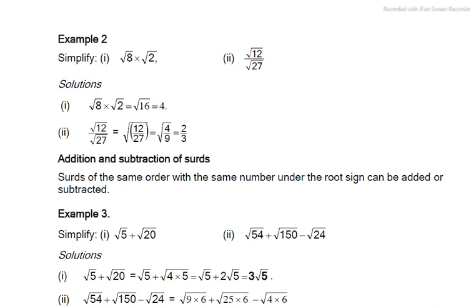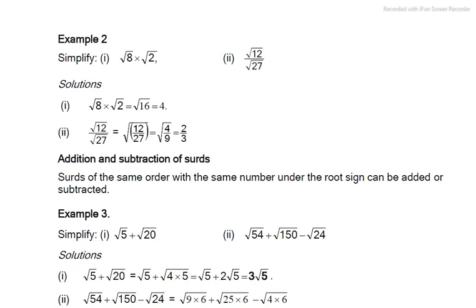For instance, if we have 3 root 2 minus 2 root 2, we shall get 1 root 2. So 3 root 2 minus 2 root 2 gives us root 2. But if we have 2 root 3 minus root 2, we cannot subtract those because the numbers under the roots are different. So we only add or subtract surds if the numbers under roots are the same.